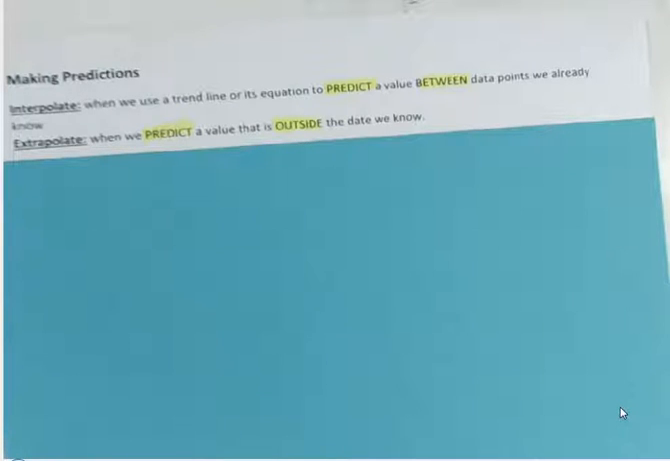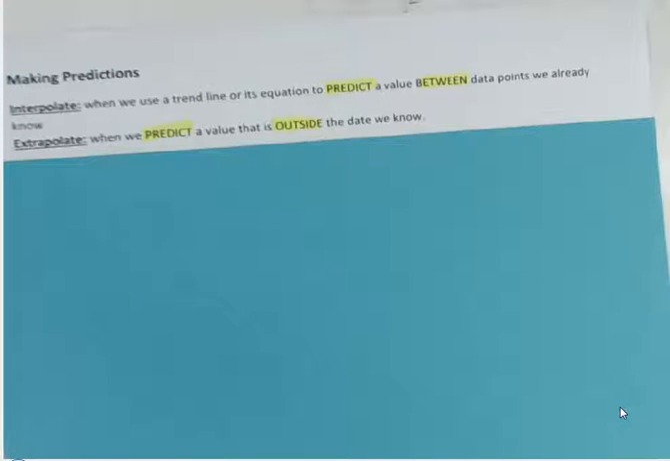These are weird words, and it took me a while to get my head around it, so I know it's going to take you a while, so we're going to use these words often so you become familiar with them. So, to interpolate means, when I hear that, I kind of think interpret, but we'll see if that fits. When we use a trend line, remember that's the line that we draw through a scatter plot, or its equation, to predict a value between data points we already know. If we're predicting a value between the points that we already know, like we did on the first one with the 4.5, that's called interpolating.